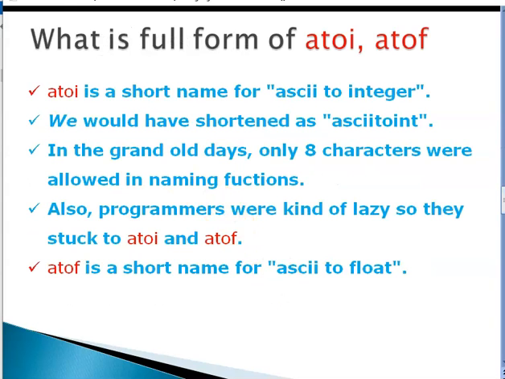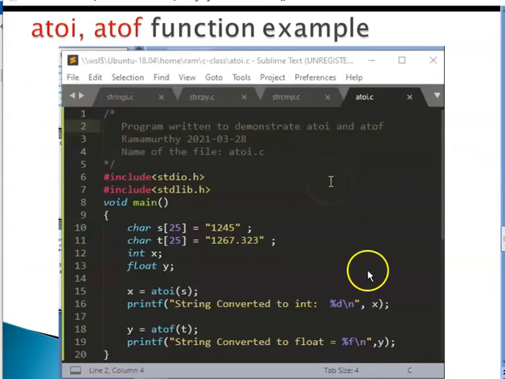Okay, atoi is short for ASCII to integer. It will take an ASCII character series and convert it into an integer. We may think that we want to shorten it as ASCII to int, but in the grand old days only 8 characters were allowed. That is the reason why atoi came in. atof is ASCII to float conversion. We'll try to see this with an example.